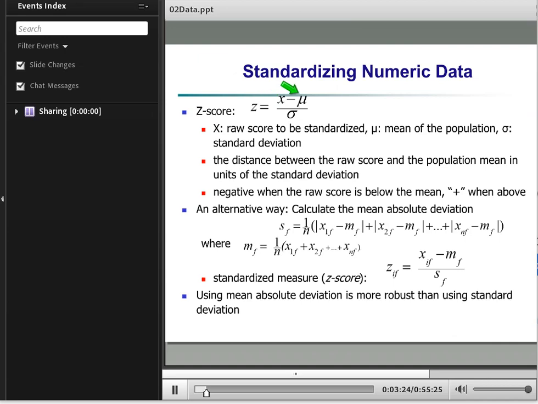Z-score is calculated in this way. If I have object X in a data set with mean of mu and a standard deviation of sigma, then its z-score is calculated in this way: X minus mu divided by sigma. This formula shows the distance between X and the rest of the population in the dataset.